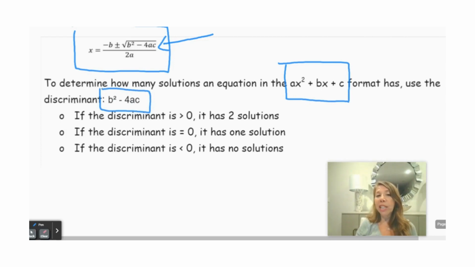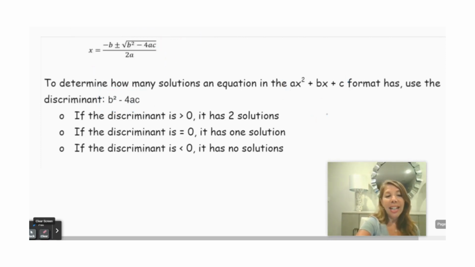If the discriminant is greater than 0, this equation would have two solutions. If the discriminant is equal to 0, it has one solution, and if the discriminant is less than 0, it has no solutions. With that said, let's go to a problem from the SAT exam.